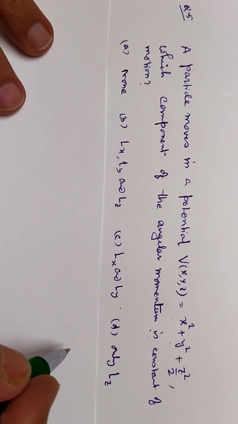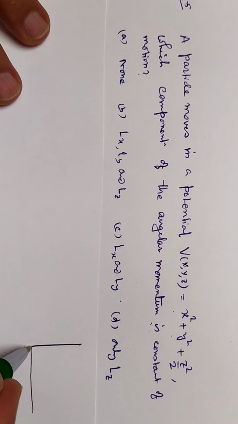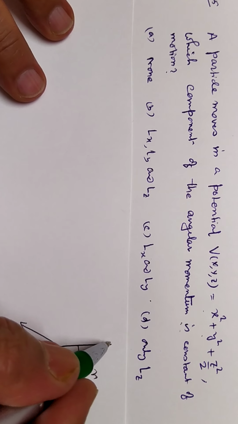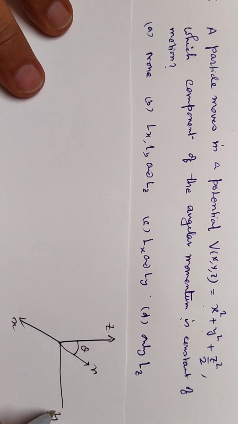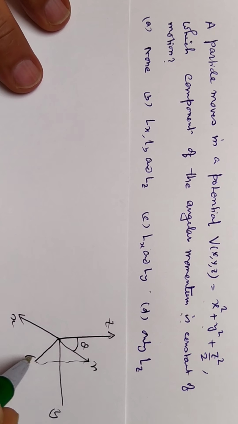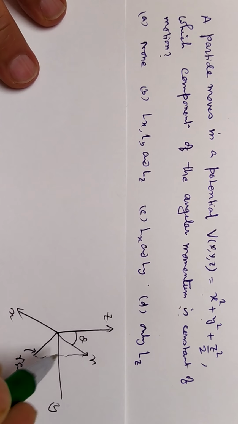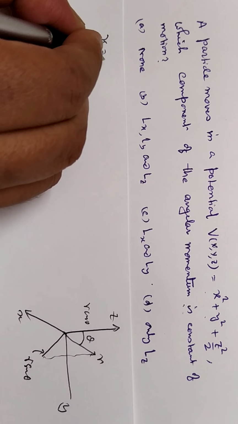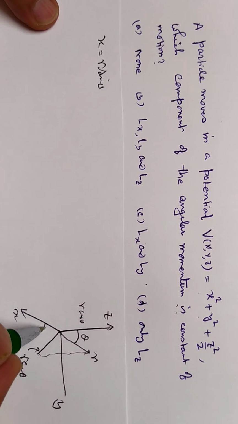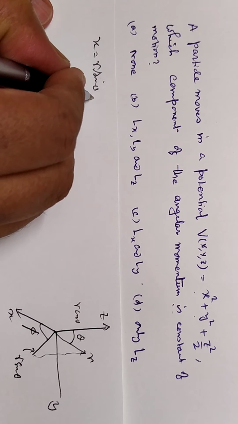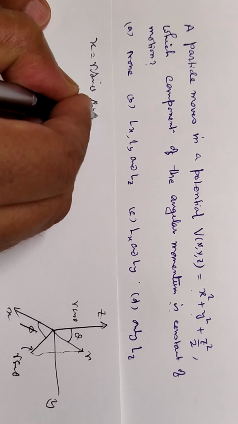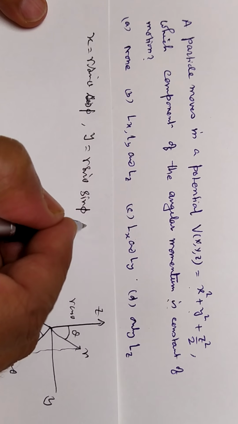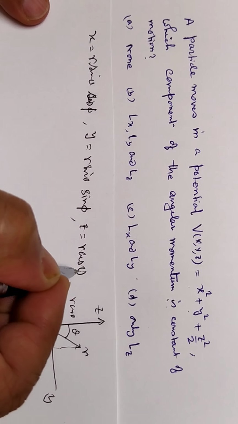Now see, if you think of the spherical polar coordinate system, if this is your r, if this is theta, this is z, this is x, and this is y, and if you take the projection here, this equals r sine theta, and the z component is r cosine theta, and therefore you can write x equals r sine theta cosine phi, where phi is the azimuthal angle, and y equals r sine theta sine phi, and z equals r cosine of theta.